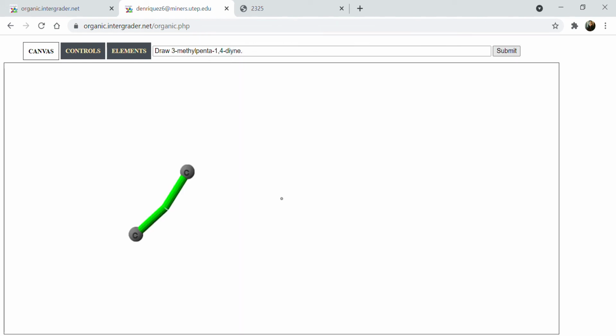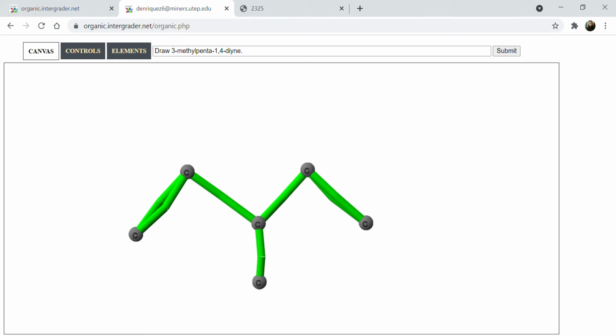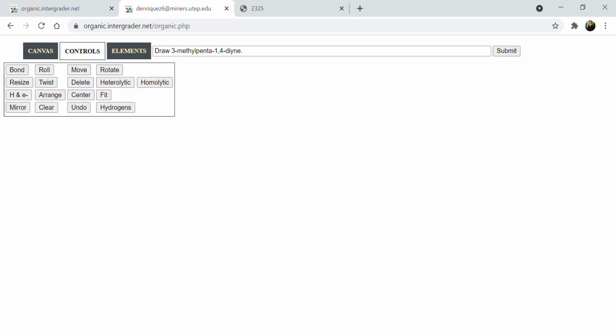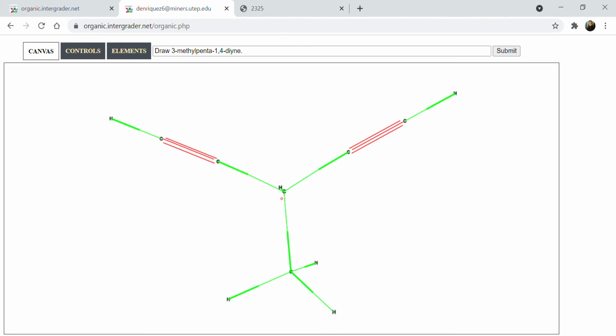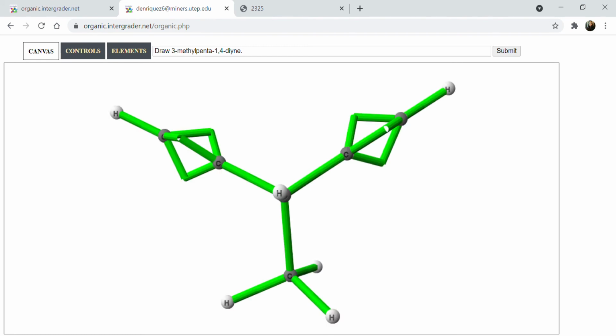I'll draw my pentane. So I see "diyne", that means I have 2 triple bonds, one at the 1 position and one at the 4 position. So 1 going to 2, and then 4 going to 5. I'm going to add my methyl at the 3 position in the middle, add my hydrogens, and that looks good.